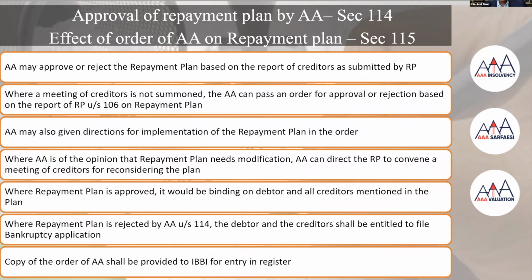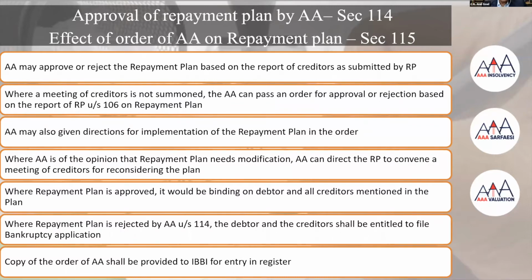Therefore, meeting of creditor is not mandatory. Report of RP is required. In the report of the RP, the concurrence of the creditors can be taken by other means also, without even calling a meeting, without even summoning a meeting, because you have seen summoning a meeting is a long process. The notice period has to be 14 days, and then it has to be within 14 and 28 days. So all this is a big time consumer.